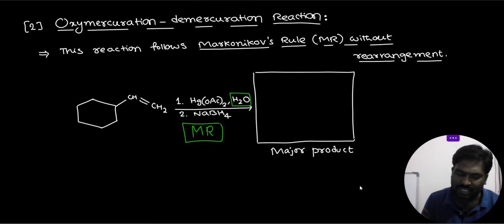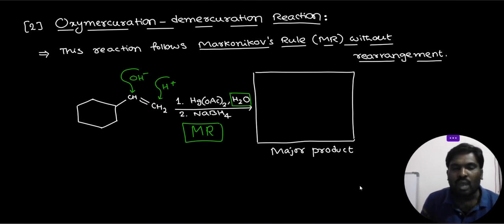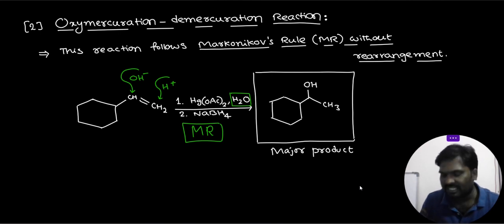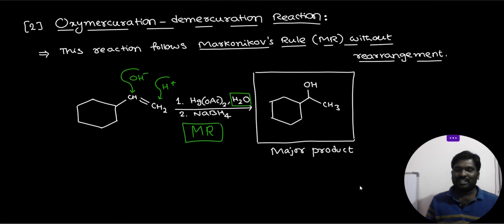Now, the reagent is water. The negative part of the reagent is added to the carbon of the double bond with less hydrogen, meaning the internal carbon. The positive part of the reagent is added to the carbon with more hydrogen. Then simply an internal alcohol is formed. There is no rearrangement, just add the negative part of the reagent to the internal double bonded carbon. So here you can add OH, here hydrogen, just the internal alcohol. This is the major product.